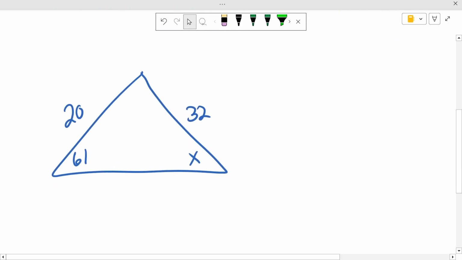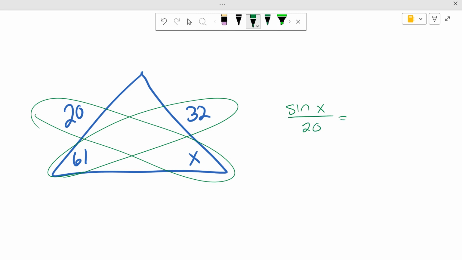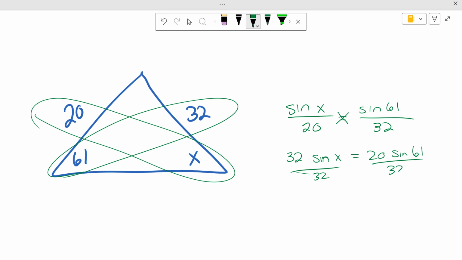When you're finding an angle, you have to do a few more steps on your calculator, but let the calculator help you out. So here we have opposites again. The sine of my angle, x, over its opposite side, 20, equals the sine of 61 over its opposite side, 32. If we cross multiply, 32 sine of x equals 20 sine of 61. And then how do I get x alone? Next step is to divide by 32.